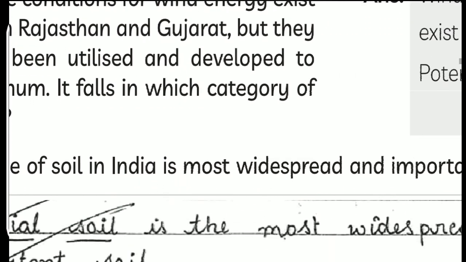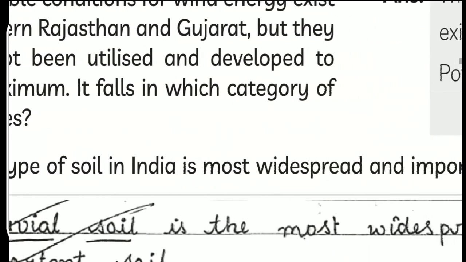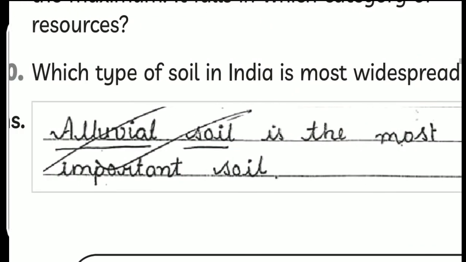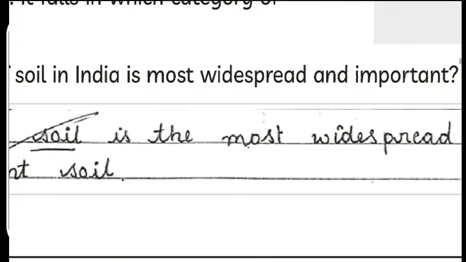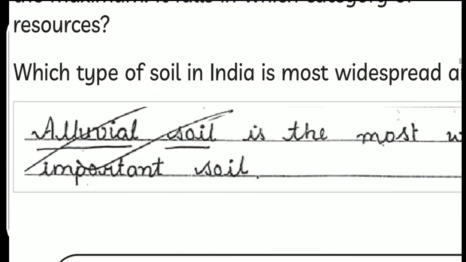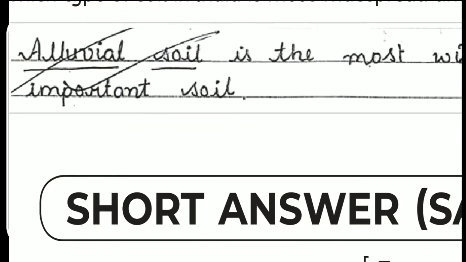Now the next and the last question is: which type of soil in India is most widespread and important? So we all know that alluvial soil is the most important and widespread soil. So here your 1 mark questions end.